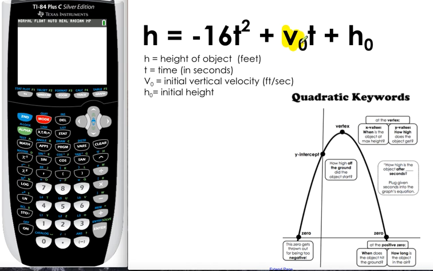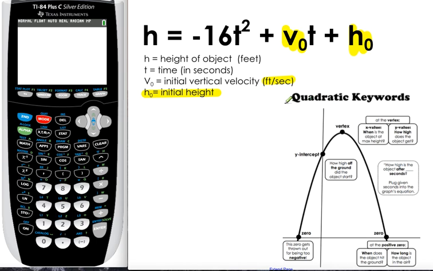Remember that v sub 0 is your initial vertical velocity. It's measured in feet per second. If you throw something up in the air, the number is positive. If you throw it down, it's negative. If you're just dropping it from the top of a building, it would be 0. H sub 0 is the initial height in feet from where you're dropping the ball or throwing something upward. It's where it begins.